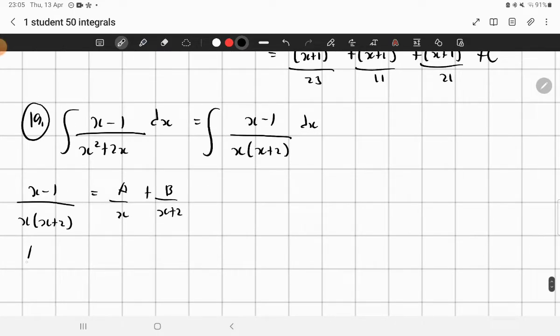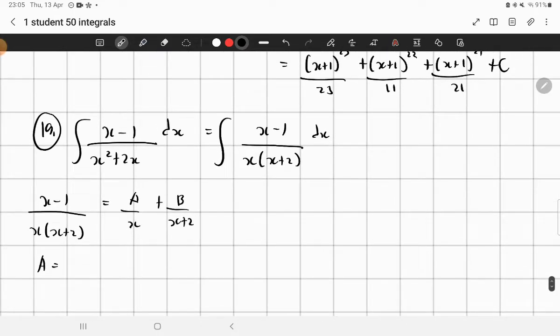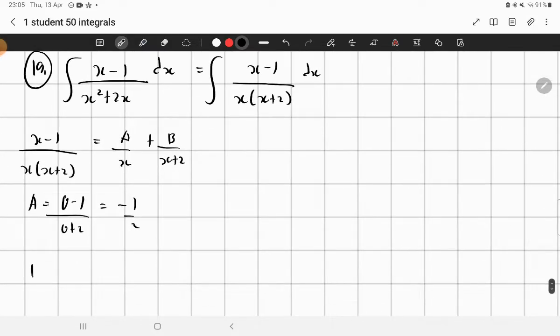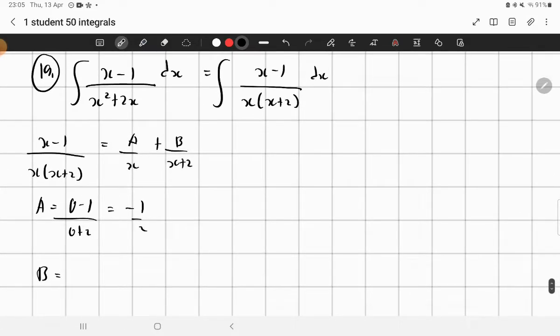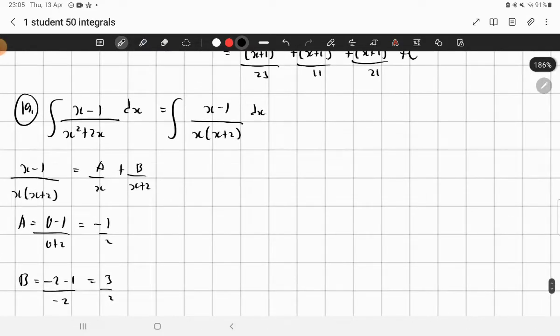So to find the coefficient of a, as in the Cover-up rule, we know that x cannot be 0. So 0 minus 1 over 0 plus 2 implies negative 1 over 2. How about b? x cannot be negative 2. So negative 2 minus 1 over negative 2. So this will be 3 over 2. Therefore, we could solve this integral as negative 1 over 2x plus 3 over 2 times x plus 2.